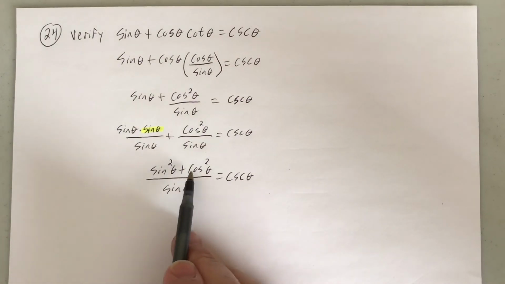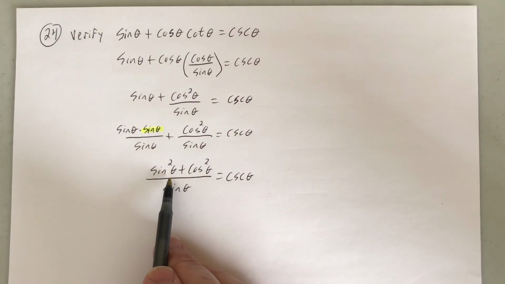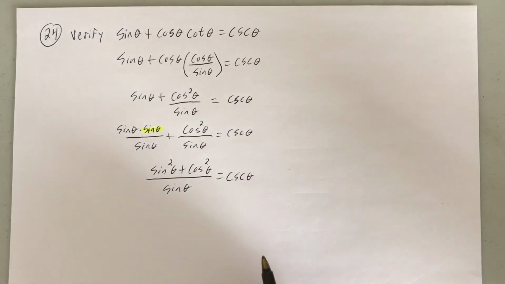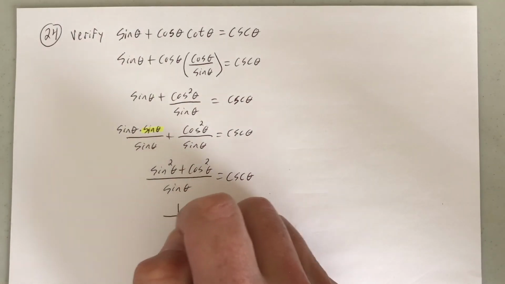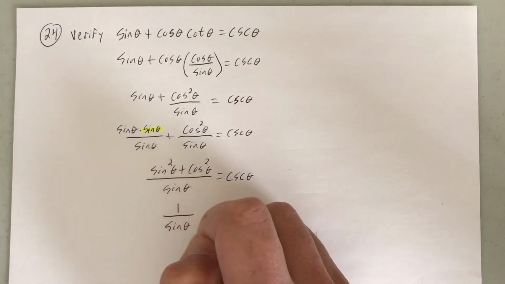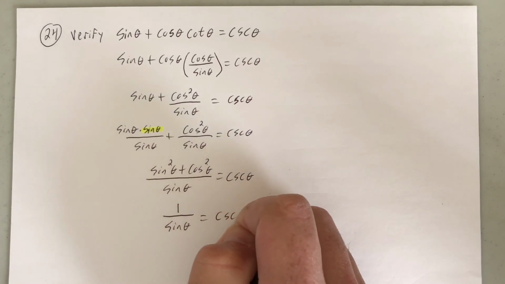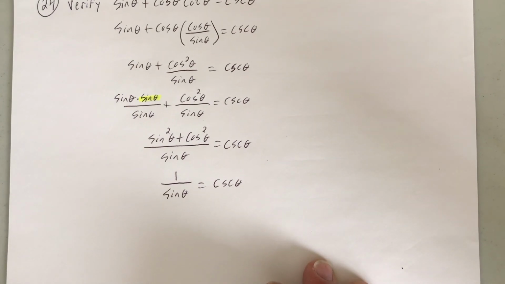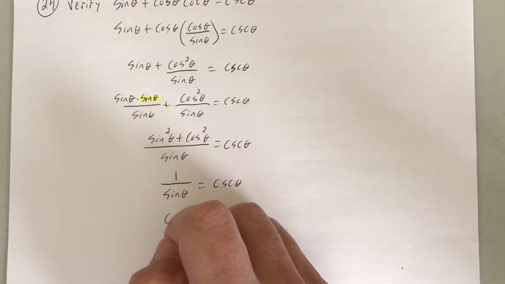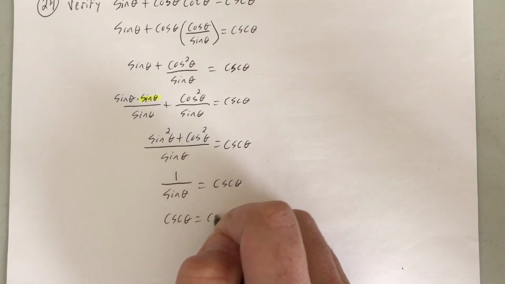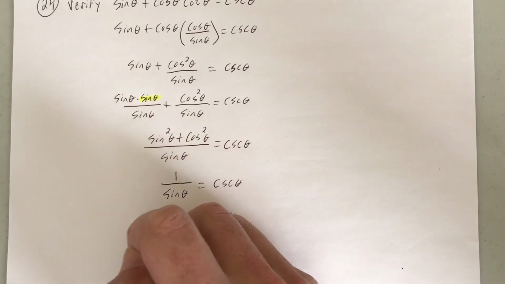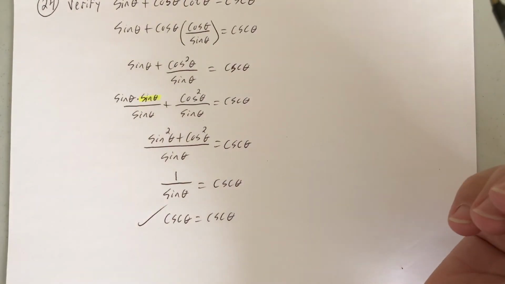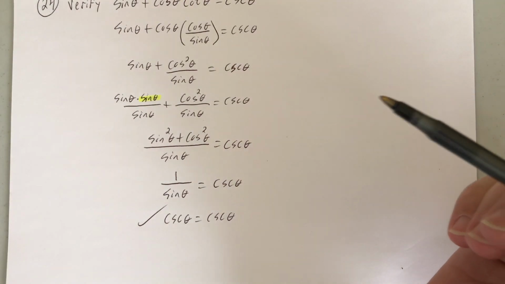So now again, this is starting to look familiar. You got sine squared theta plus cosine squared theta. That is equal to 1 using the Pythagorean identity. So 1 over sine theta is equal to cosecant theta. And of course, 1 over sine theta is equal to cosecant theta. So this is verified. All right, so I'm going to break this up into another part just for time. So in the next video, we'll pick up with number 25.